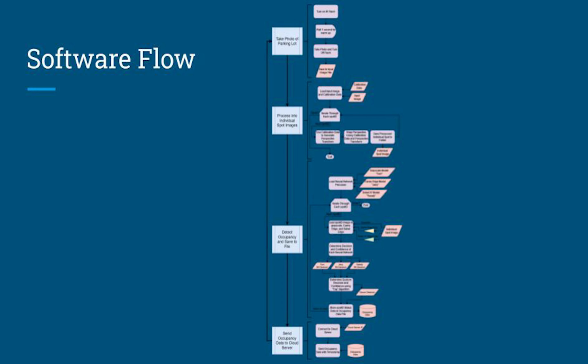The overall flow of the software that makes the POM actually work can be broken down into 4 separate pieces. First off, it takes a photo of the parking lot, and then processes that photo into individual spot images, and then uses those images to detect the occupancy per spot and save that occupancy data to a file. Finally, it sends that data file to the cloud-based front-end server, which then displays it to the web page, accessible by anybody with an internet-capable device.